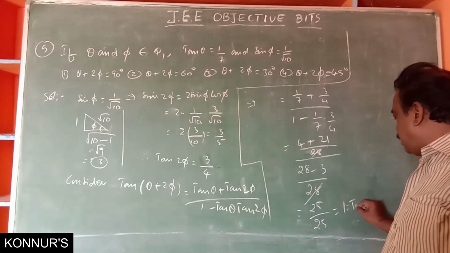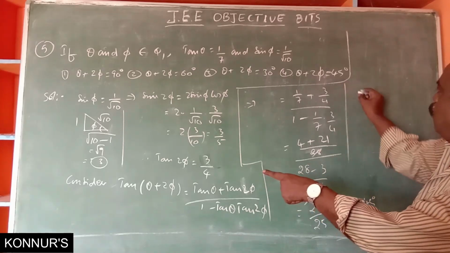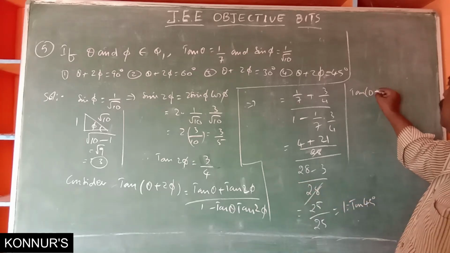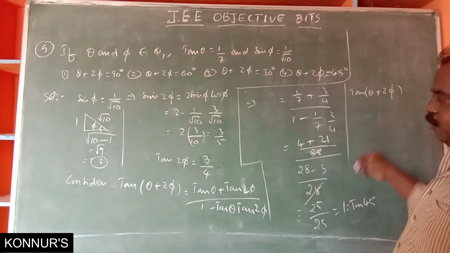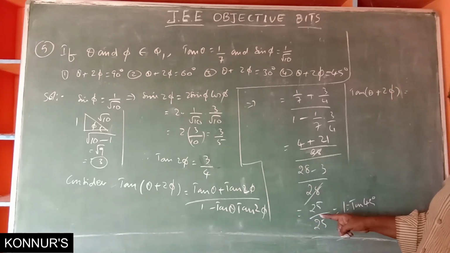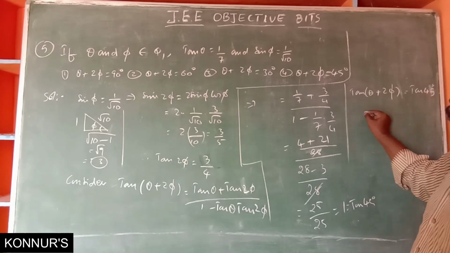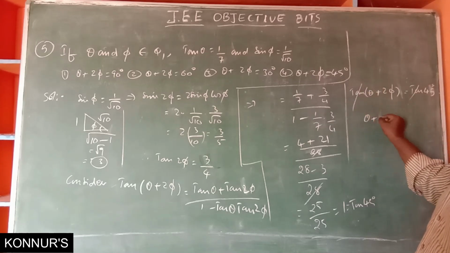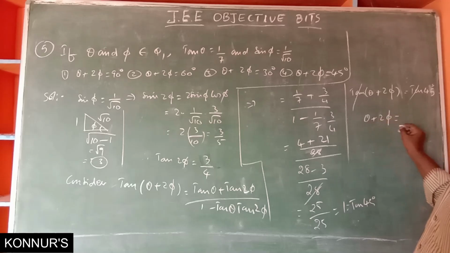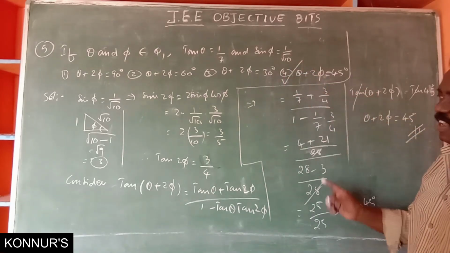Okay, now. So 1 means it is tan 45 degrees. What do we consider? We consider tan of theta plus 2 phi. And at last, for that consideration, we get tan 45. Okay, now, don't get confused. So theta plus 2 phi is equal to 45 degrees. Okay? So this is the answer. Is it clear?